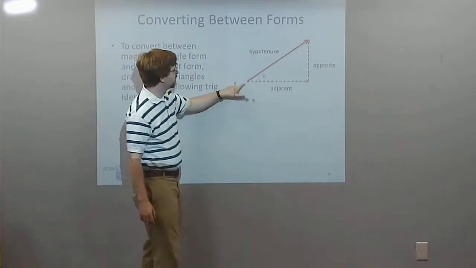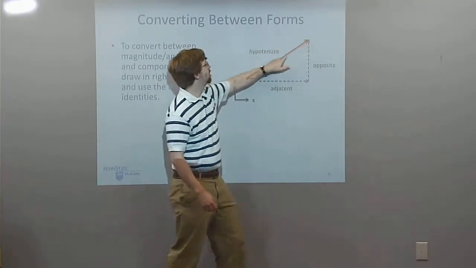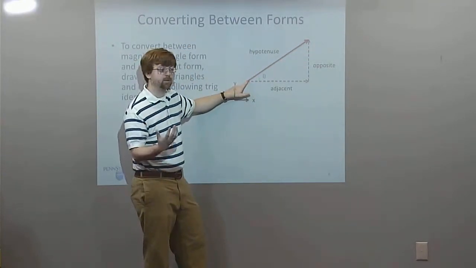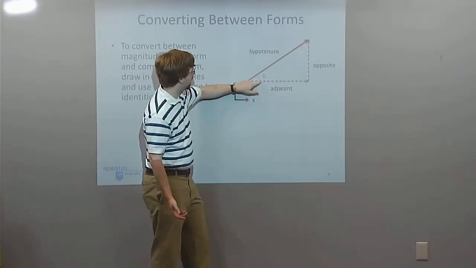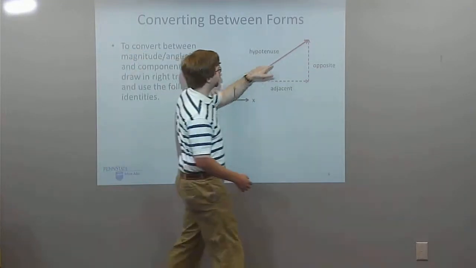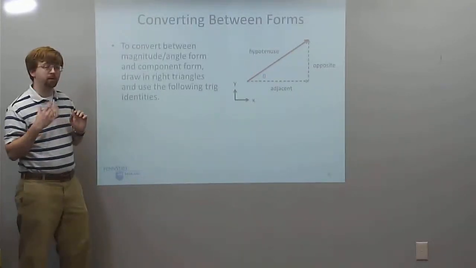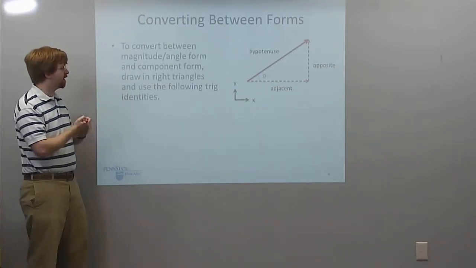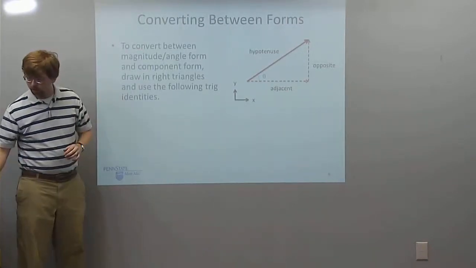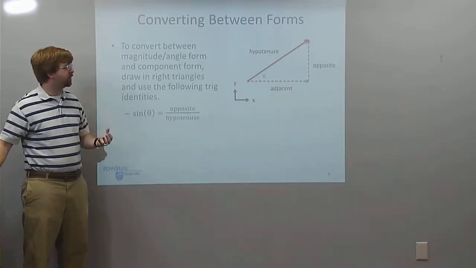So in x and y, if we have magnitude and angle, the hypotenuse is going to have a length equal to the overall magnitude. And we've got some angle theta. It could be over here, it could be over here, it could be somewhere in that right triangle. You have to be careful about where you put that so it matches your diagram. So we draw this triangle out, and we're going to use the following three identities.